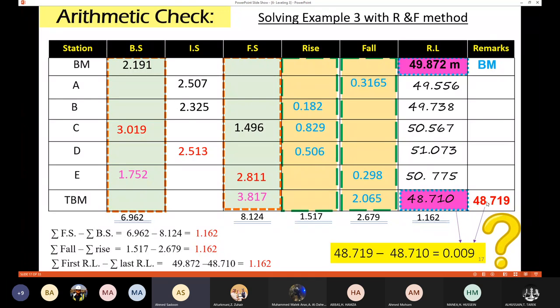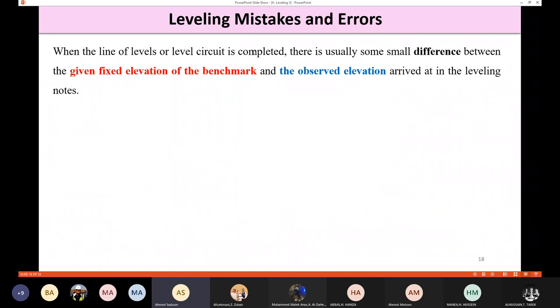So again, we have a difference between this point and that point, because in this example, we started with a benchmark, a known point, and we finished at a known point, and we have a difference here. So what to do with that error? In leveling, we have mistakes and we have errors.